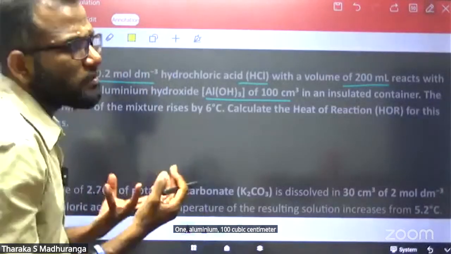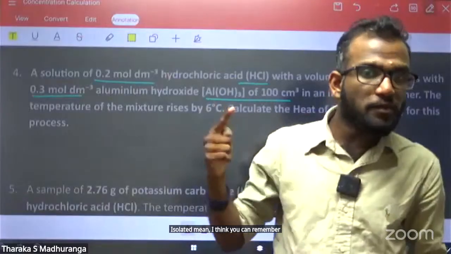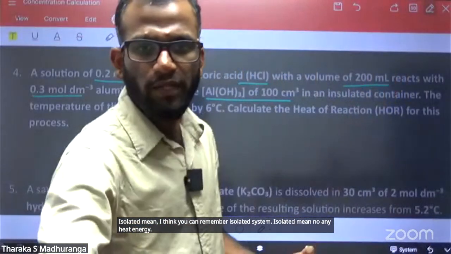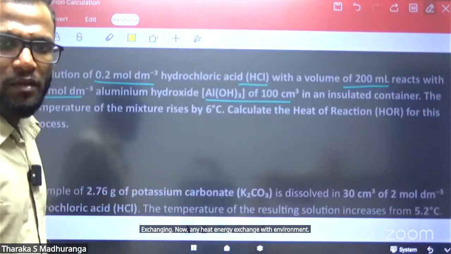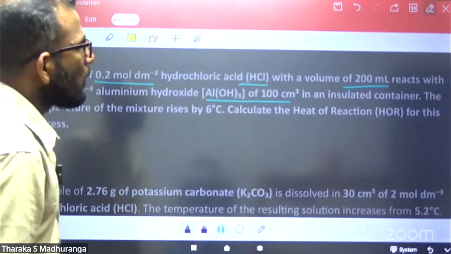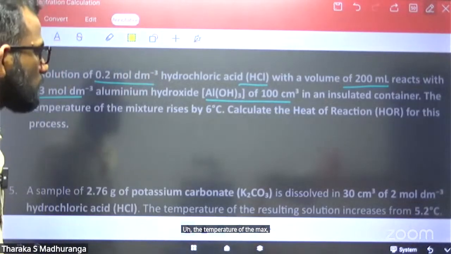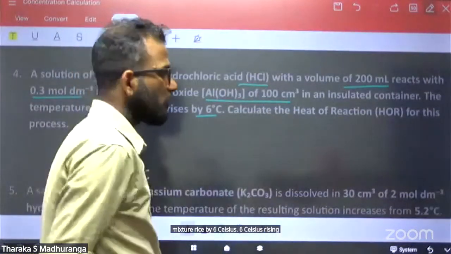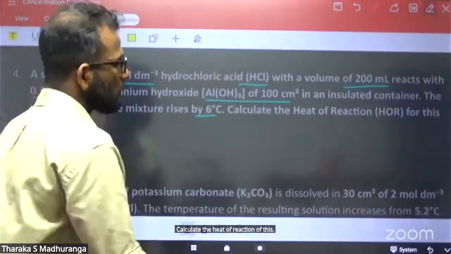an isolated container. Isolated, I think you can remember the isolated system. Isolated means no heat energy exchange with the environment. The temperature of the mixture rises by 6 Celsius. 6 Celsius rising means temperature difference 6. Calculate the heat of reaction of this process. Process means reaction.